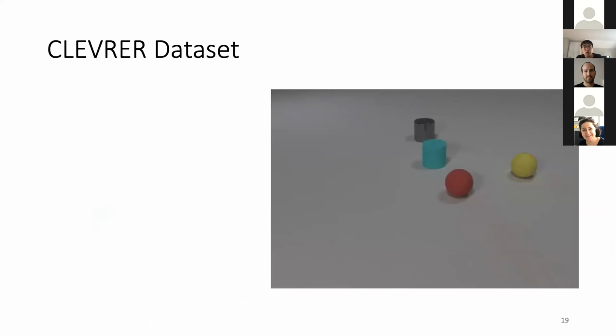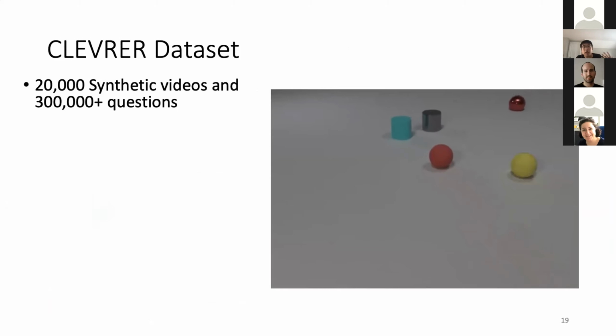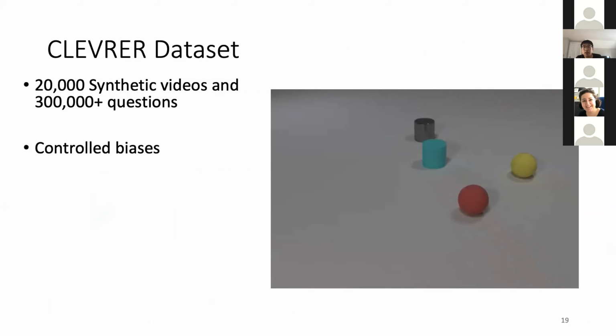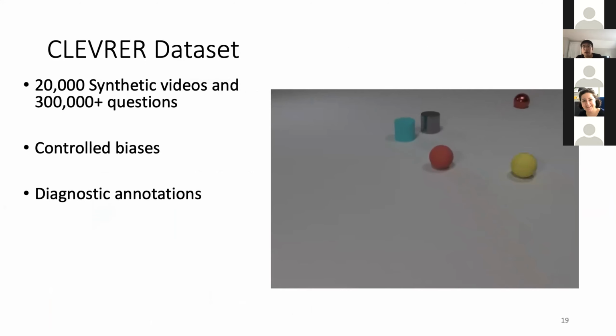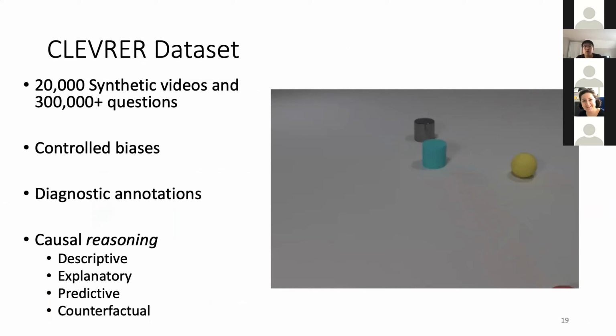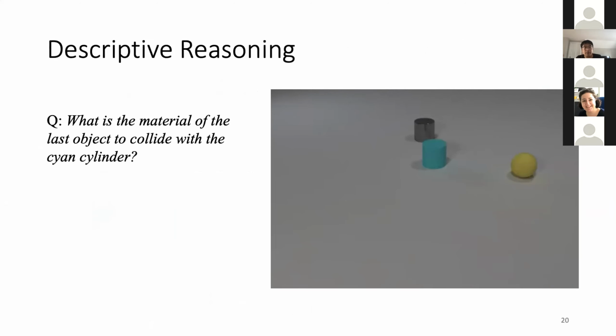This CLEVRER dataset consists of around 20,000 synthesized videos, also with questions with well-controlled biases. The question types include four different tasks focused on temporal and causal reasoning: descriptive, explanatory, predictive, as well as counterfactual. So let's now take some examples of this dataset.